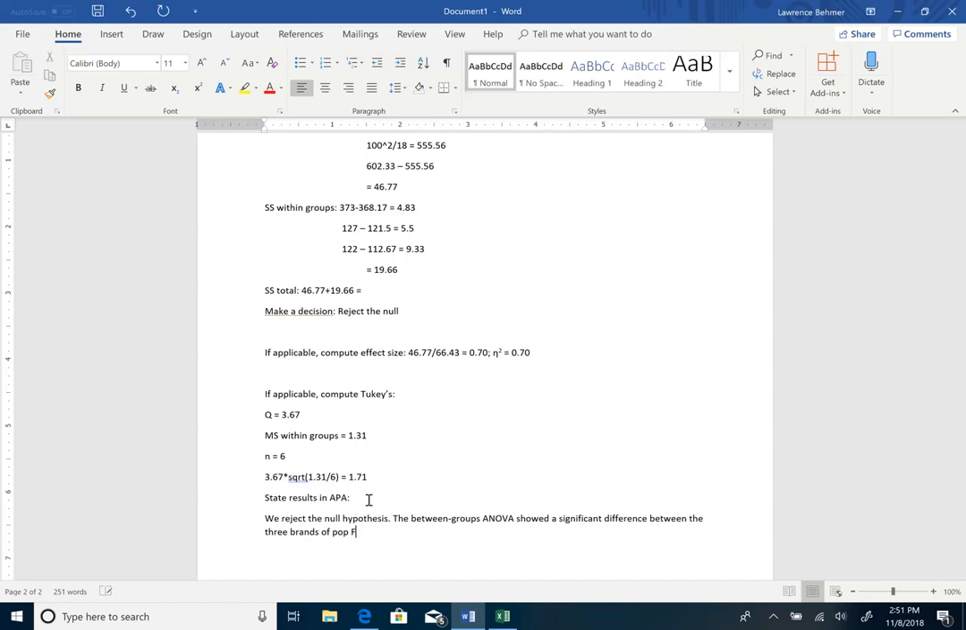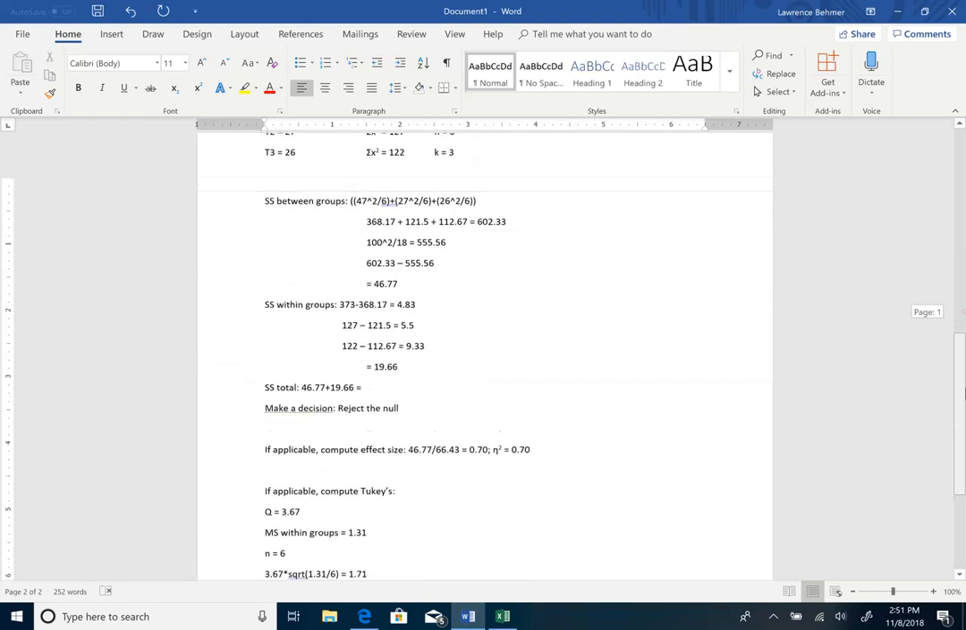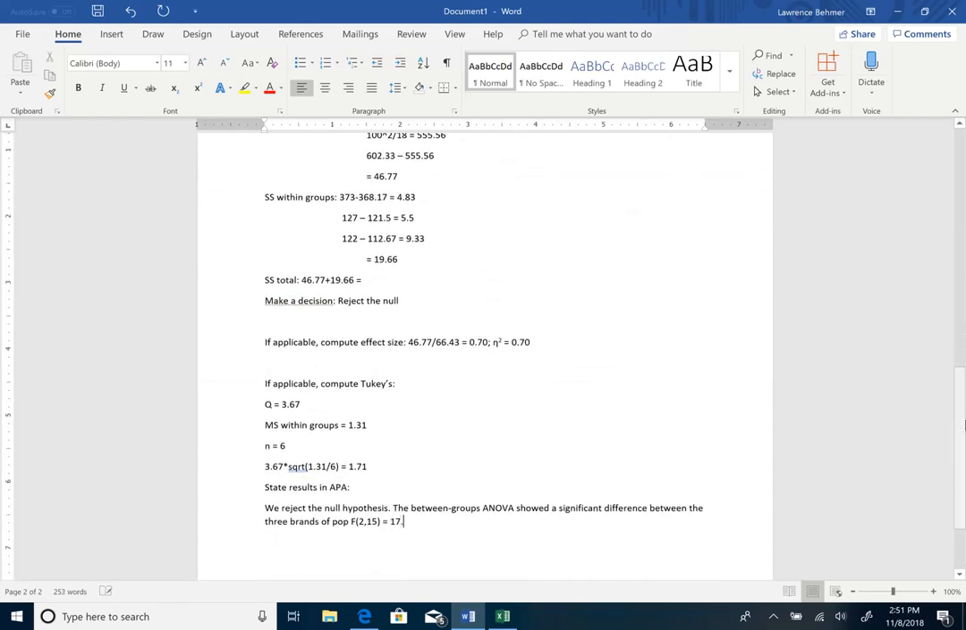F, and then in parentheses, our first value should be our degrees of freedom for between groups, which is 2, comma, our degrees of freedom for within groups, which is 15, equals whatever our F statistic was, all the way up here, 17.84. Right? Then p, because we've rejected the null, it's going to be less than 0.05. And then finally, we need to report our eta squared. I'm just going to copy and paste this.